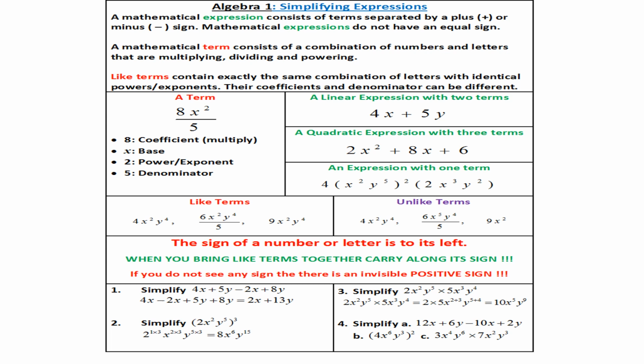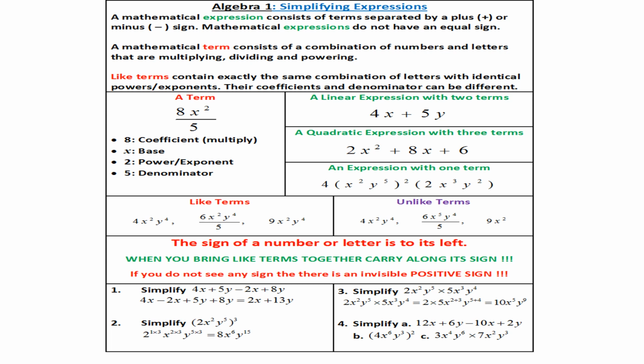Third, you have an expression with one term. So all of that, although it's looking long and cumbersome, because you are not seeing any plus separating anything, this whole thing there is one term. 4 open bracket x squared y to the 5 close bracket raised to the power of 2 multiply 2x cubed y squared close bracket. That whole thing there is one term.